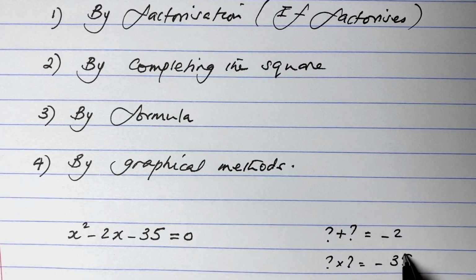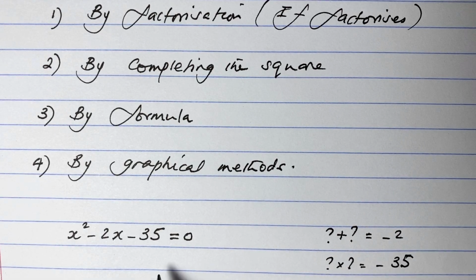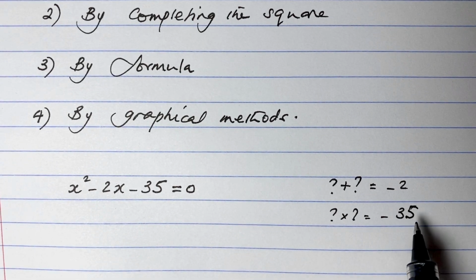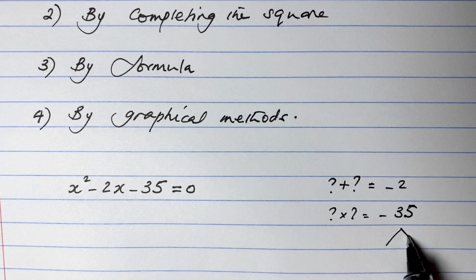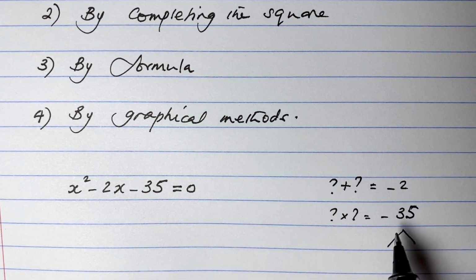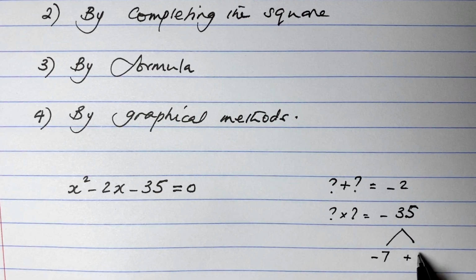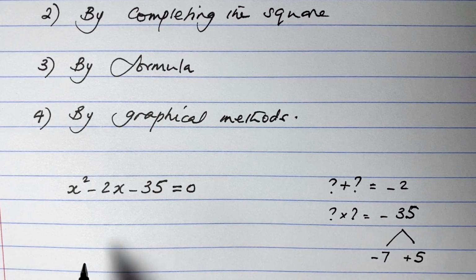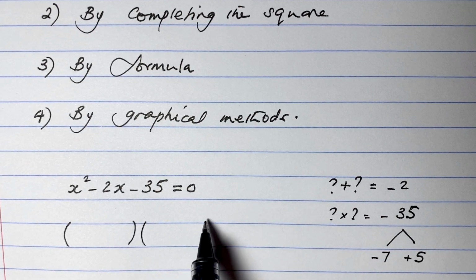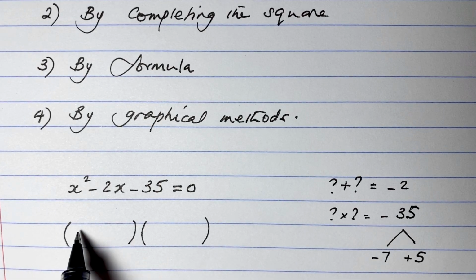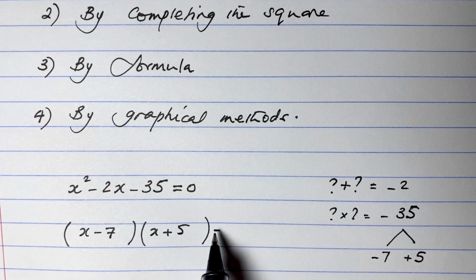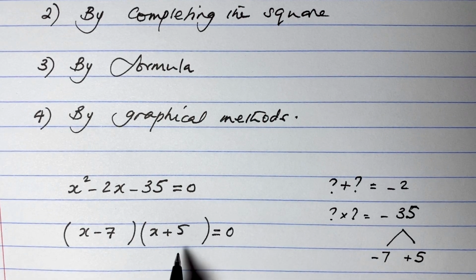If you haven't seen my video on factorization of quadratics, please look at that one, because you will be glad to practice those. So the two numbers that multiply to give me minus 35 and add to give me minus 2 are minus 7 and plus 5. Check. Minus 7 add 5 is minus 2. Minus times plus is minus, 7 times 5 is 35. Therefore, the expression this side factorizes to (x minus 7)(x plus 5). Don't forget your equals 0. Now we don't have an expression, we have an equation.